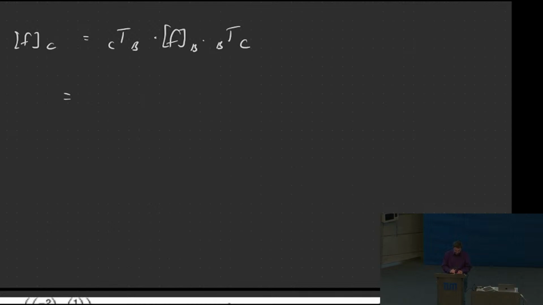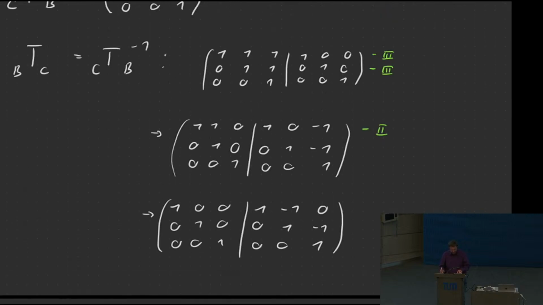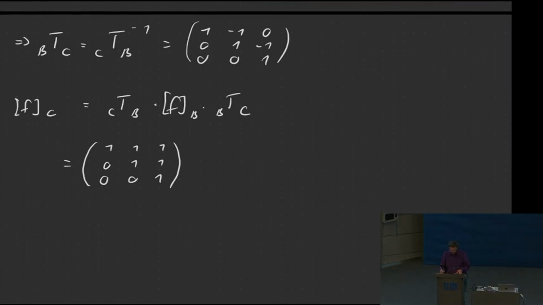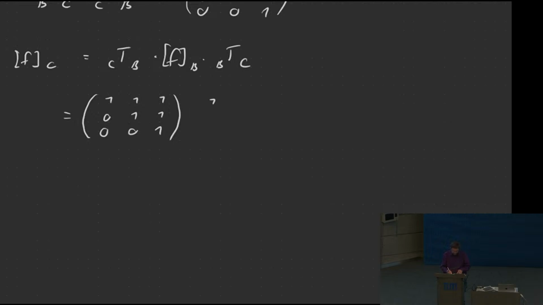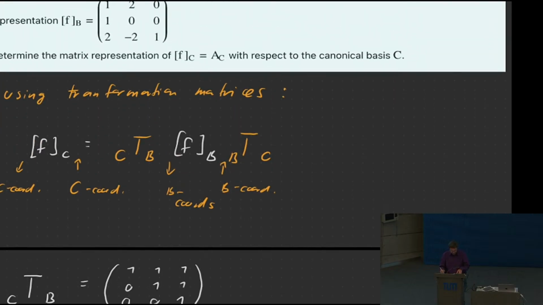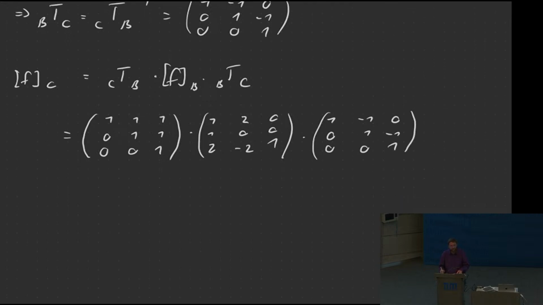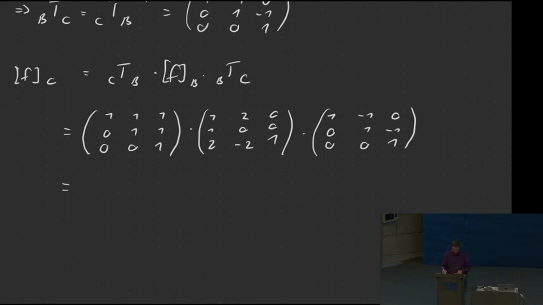Let me just copy that here. Then this FB that was given in the problem statement, I should have copied that. That is 1, 1, 2, 2, 0, minus 2, I think. Is that right? Yep, and 0, 0, 1. And then we have this transformation from C to B, which is this one here. So 1, 0, 0, minus 1, 1, 0, and 0, minus 1, 1. Right, and now we just need to compute that matrix product here.